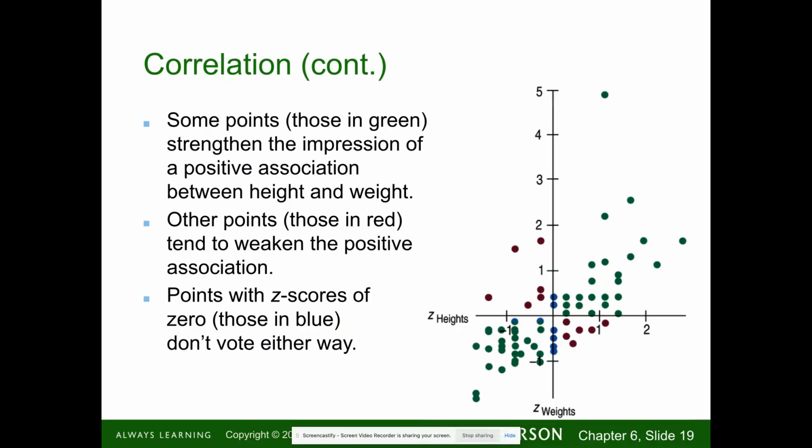Some points in green strengthen the impression of the positive association between height and weight. Other points in red weaken the positive association. Points with z-scores of 0 are in blue and don't vote either way.